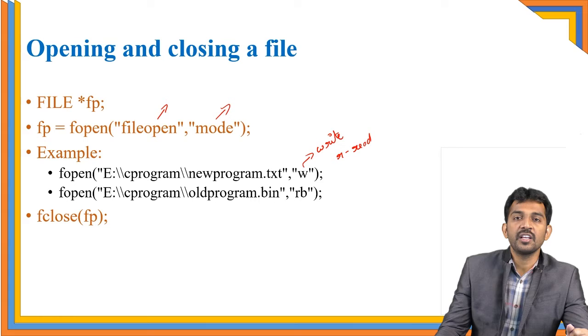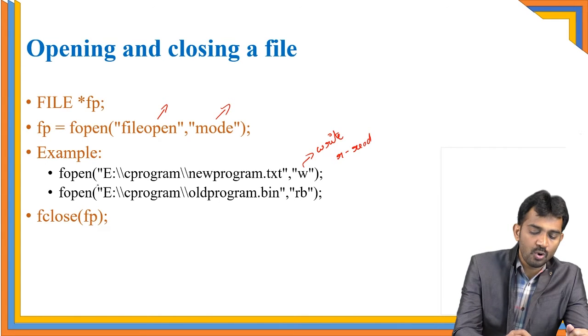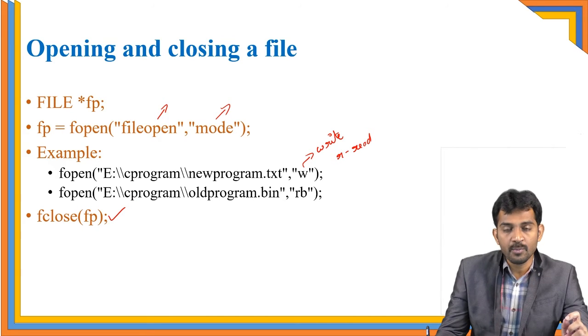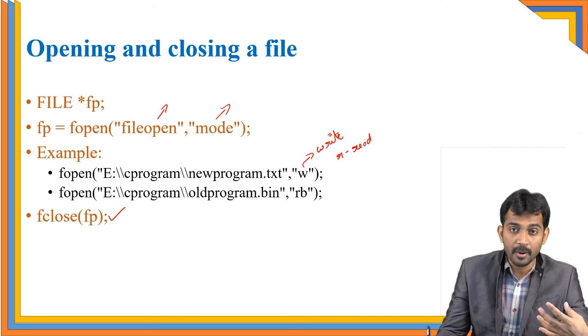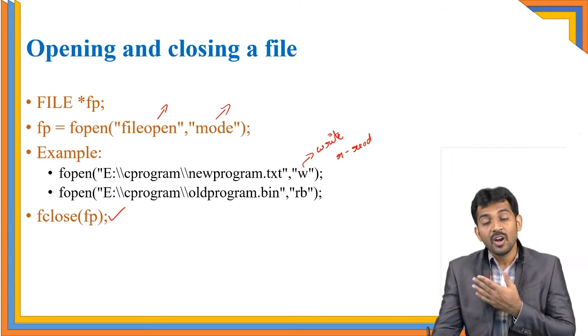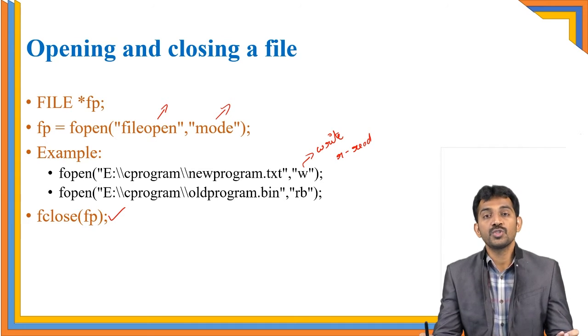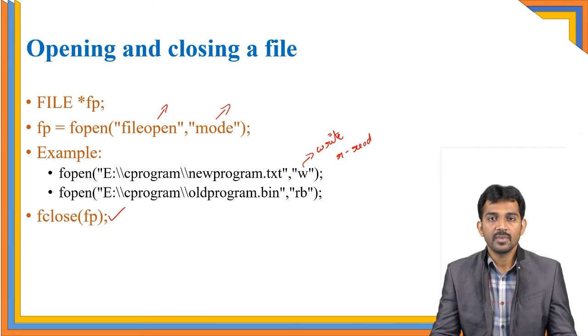Next, after opening the file, by using the fclose function, you are going to close the file. It is very, very important, because if you are not closing your file properly, it may cause loss of your data. Try to maintain the fclose function. It is not mandatory, you won't get any error, but you may lose your data. Try to close properly after opening every file.